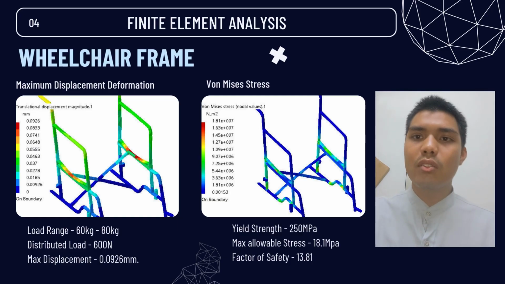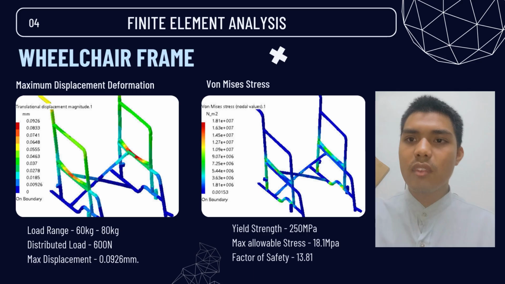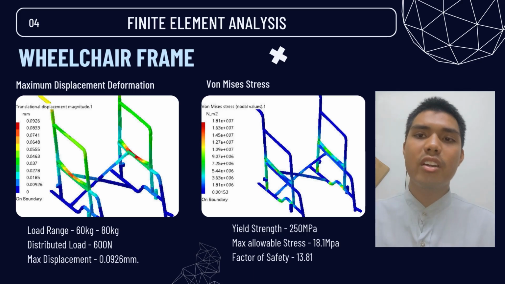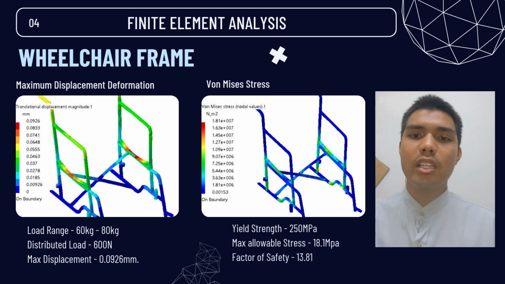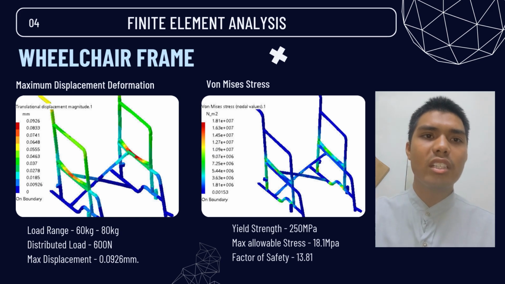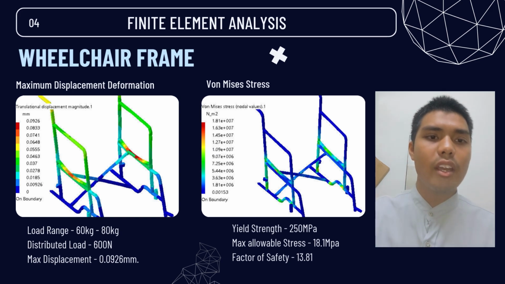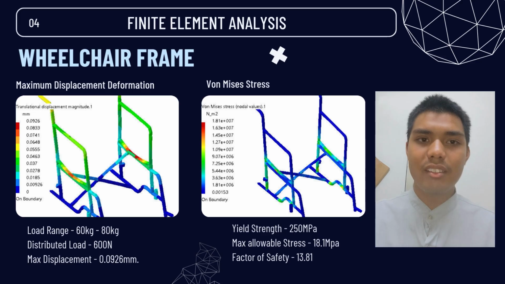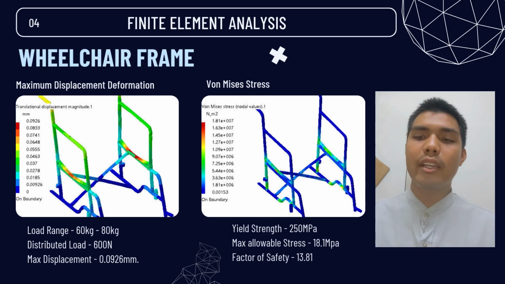Now we continue on the von Mises stress. We can see that the maximum allowable stress is 18.1 megapascal. From the general report from CATIA, we get the yield strength, which is 250 megapascal. Therefore, we can calculate the factor of safety, which is yield strength divided by maximum allowable stress. So we get the value 13.81.